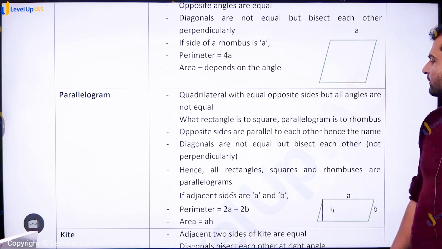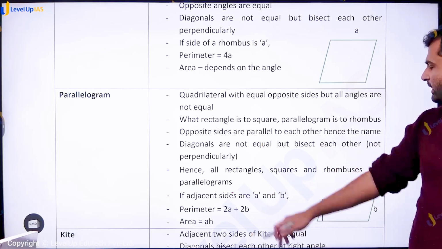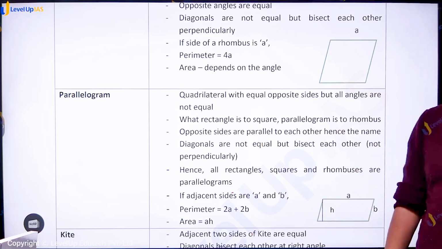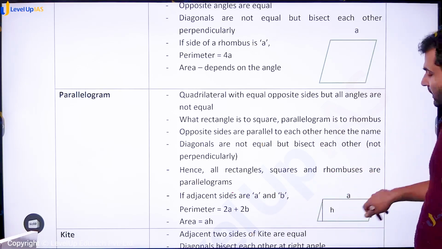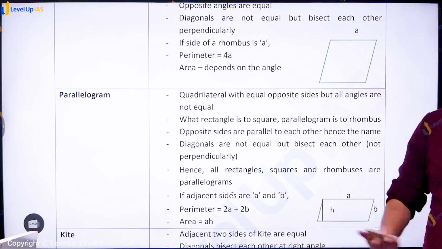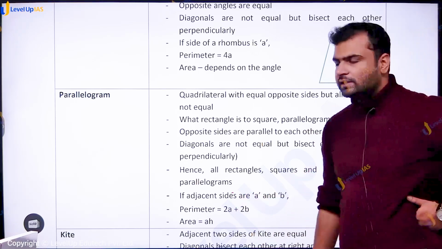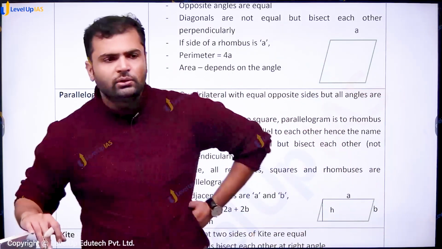If adjacent sides are A and B, then perimeter is 2 times A plus 2 times B, A plus A, B plus B, nothing but perimeter is sum of the sides, and area is again A into height.